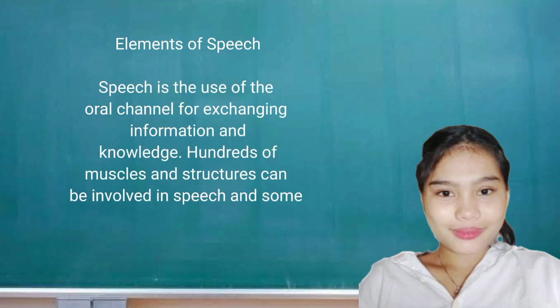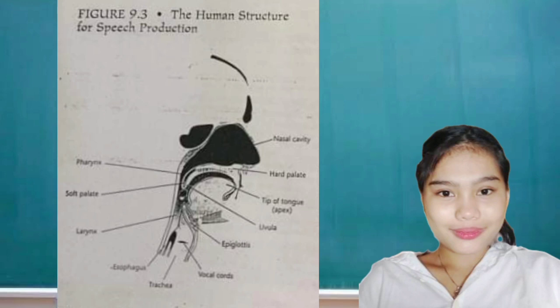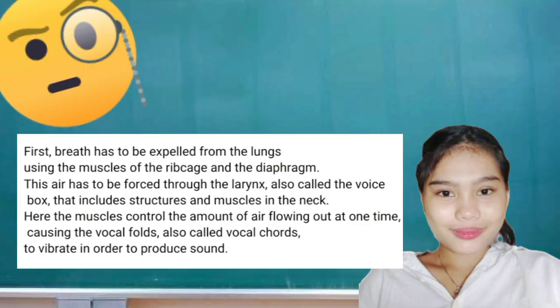The elements of speech. Speech is the use of the oral channel for exchanging information and knowledge. Hundreds of muscles and structures can be involved in speech, and some of these are highlighted in figure 9.3. First, breath has to be expelled from the lungs using the muscles of the ribcage and the diaphragm. This air has to be forced through the larynx, also called the voice box, which includes structures and muscles in the neck.